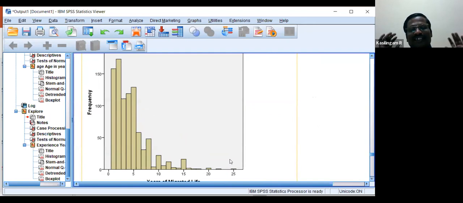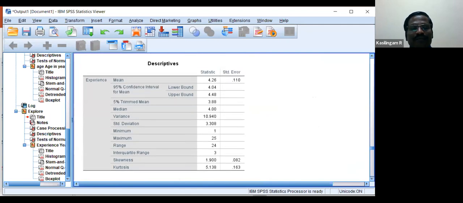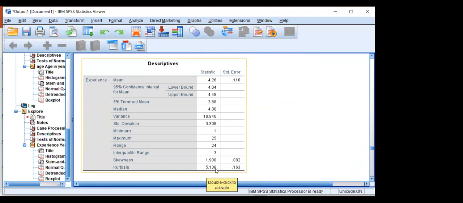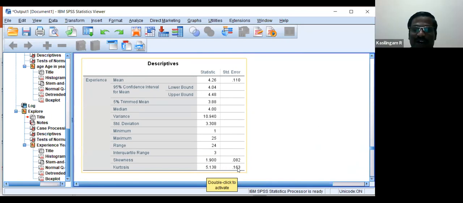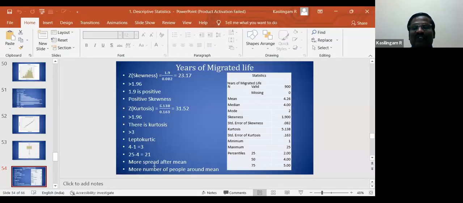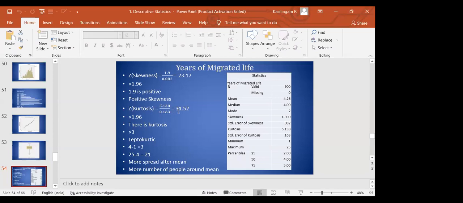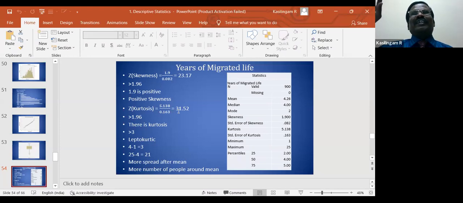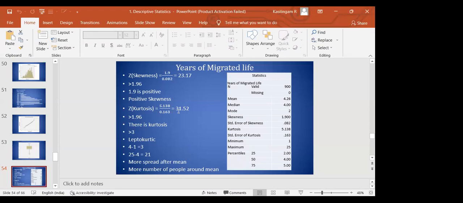Now let me go for the kurtosis point. What is the kurtosis value? 5.138. Standard error is 0.163. Kurtosis value 5.138 divided by standard error 0.163 is equal to 31. That is also more than 1.96. So the null hypothesis, no kurtosis, is rejected.